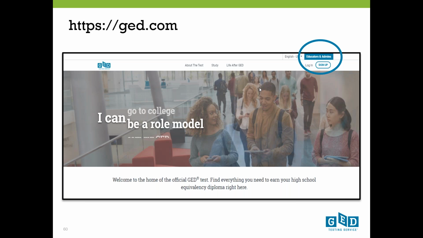Can you share a list of those websites? You actually will have all of those websites in the PowerPoint itself. So when you download that, all of those websites are there.